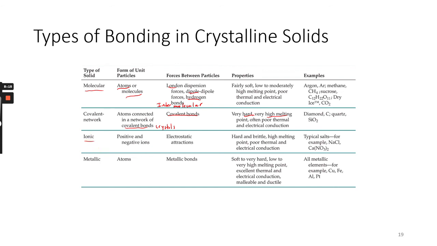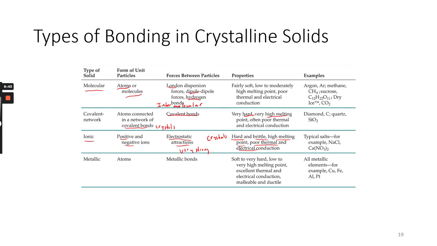The next one is ionic, where you have positive and negative ions. And the attraction between these ions is officially called electrostatic attraction. This is a very strong attraction. So this makes them hard, brittle, with a high melting point, and poor thermal and electrical conductivity. This also makes crystals. Some examples are table salt.